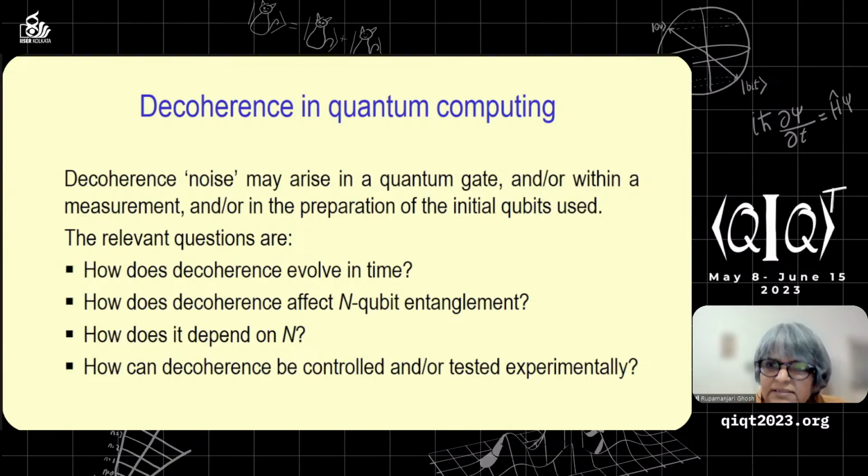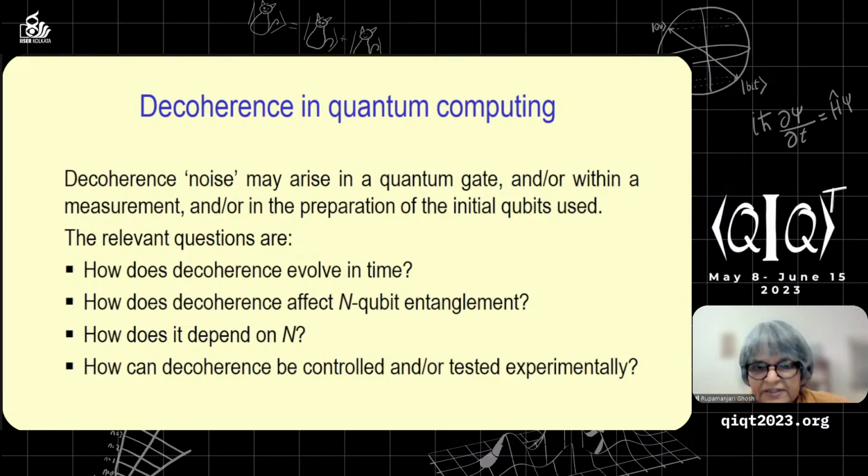So what are the questions? I'll not give you examples right now, but this decoherence noise, as we call it, may arise in a quantum gate, and/or within a measurement, and/or in the preparation of the initial qubits, etc. So the questions you need to ask are, how does decoherence evolve in time? Because the collapse is not instantaneous. There is a time involved, the decoherence time. And if you are smart, you would do all your operations within that time so that decoherence doesn't set in.